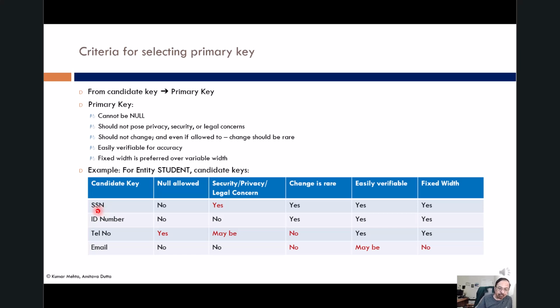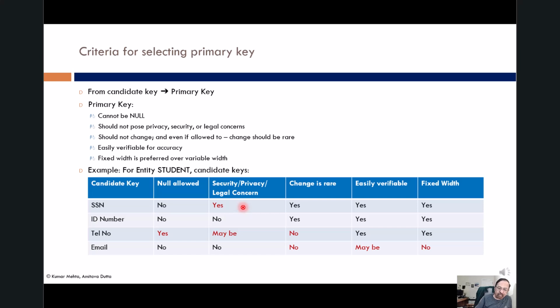So let's look at a social security number. I know that null is not allowed. You can't have a student without a social security number. Okay. Is there a security or a privacy concern? Yes, we know that from regulations that it's maybe not desirable in certain circumstances, or the student may not want the social security number divulged because of identity theft situations. 20 years back that was not a major concern, but now it is.